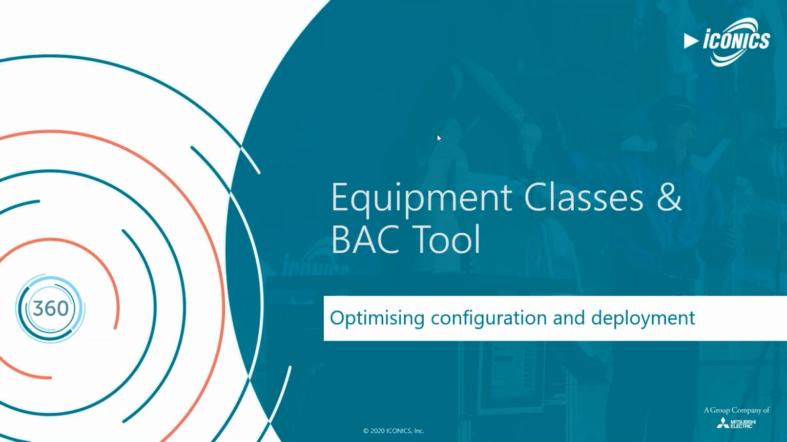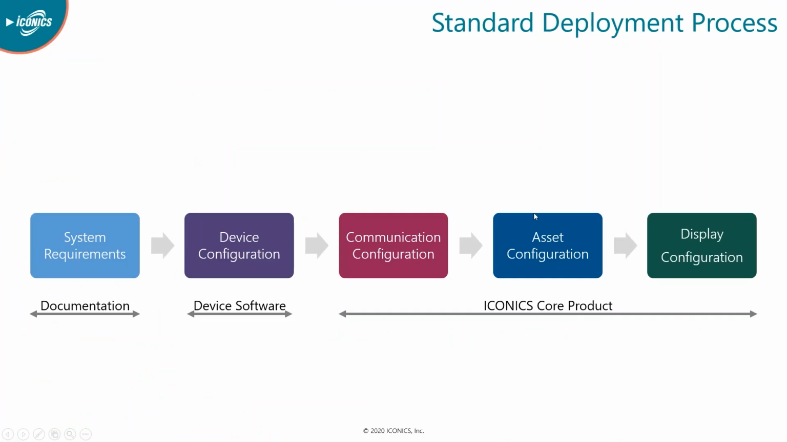Thank you, Raymond. As Raymond said, I want to go into how to create many objects using equipment classes and the back tool. The back tool is our bulk asset configuration utility, and it will really make it much easier to optimize your configuration process and speed up your deployment process. So effectively, a standardized deployment process that we use ourselves when we deploy anything is really made up of 5 big steps.